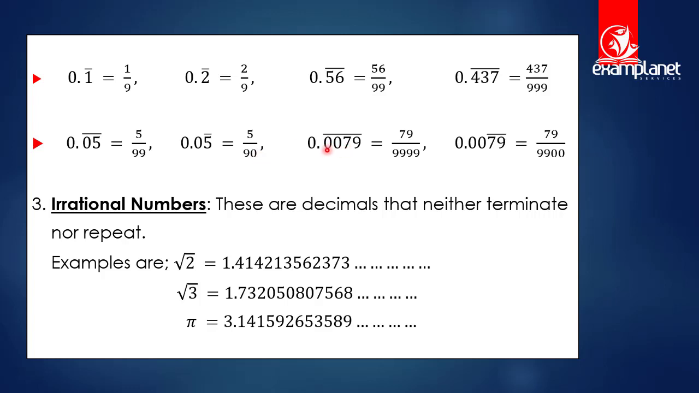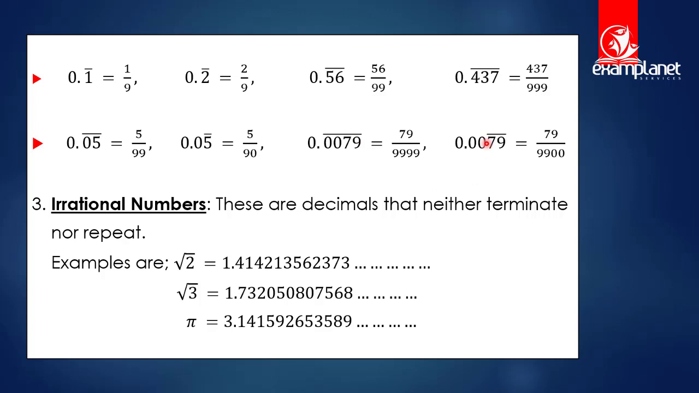If you look at this, we have 0.0079, 0079, 0079, 0079. So we have 4 numbers repeating actually. But we have only 7 and 9 as the non-zero digits there. So we have 79 over 9 four times, because we have 4 digits repeating.